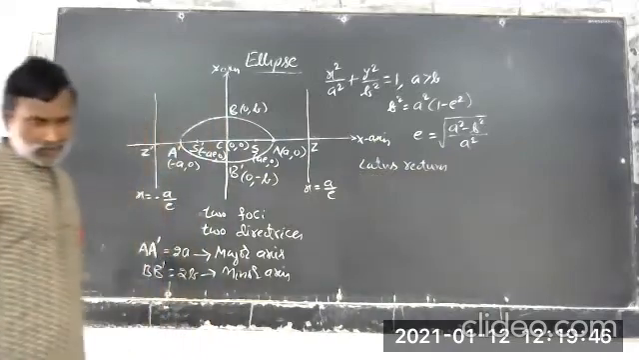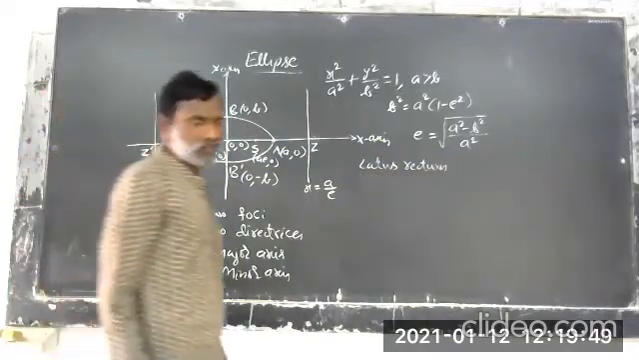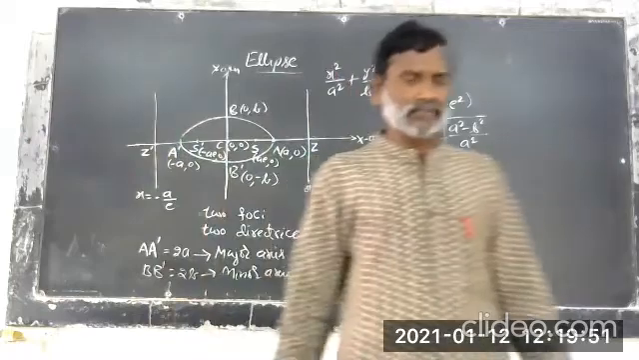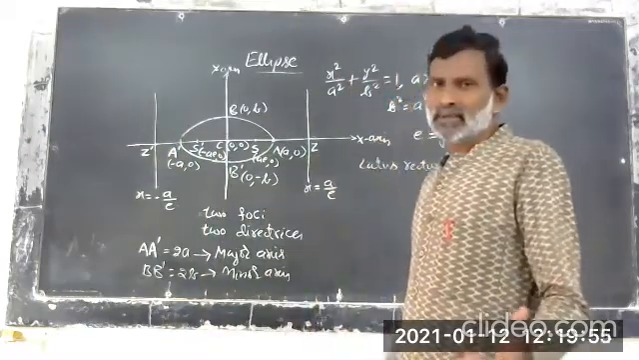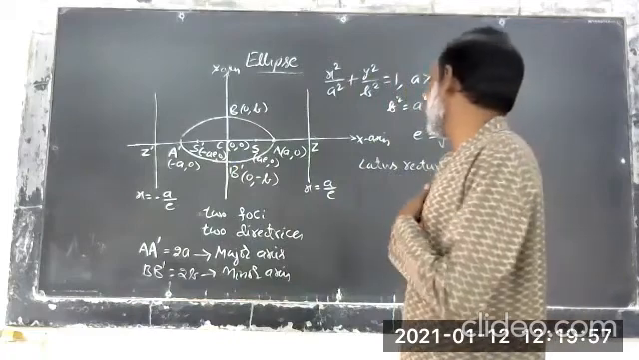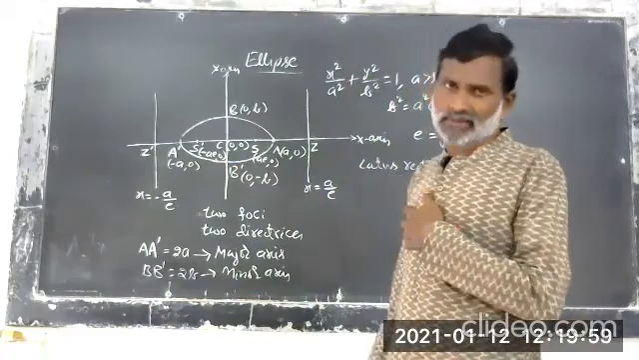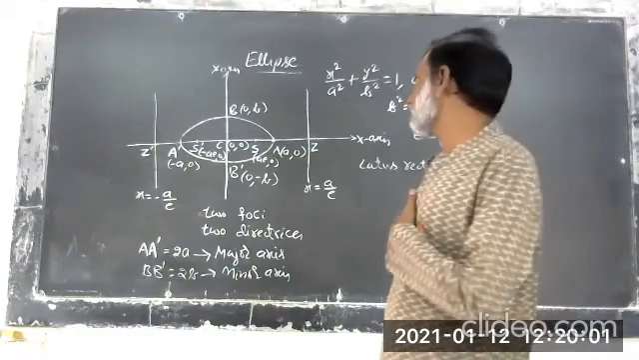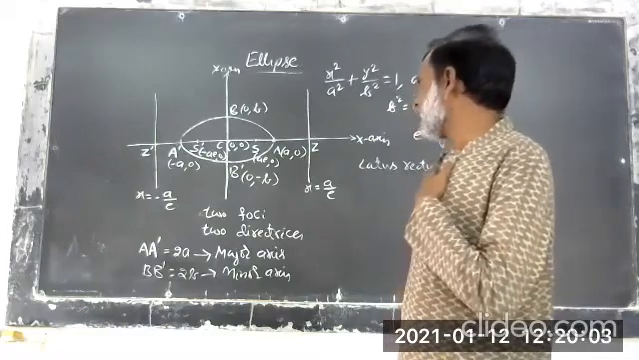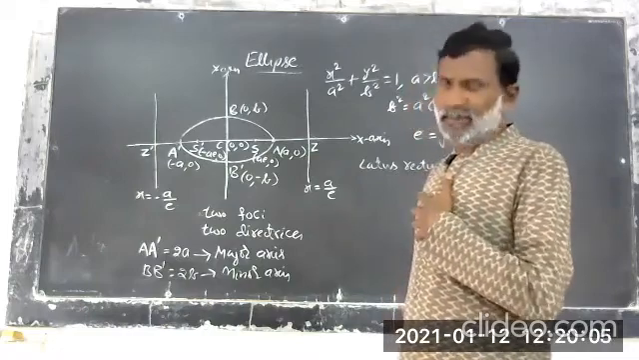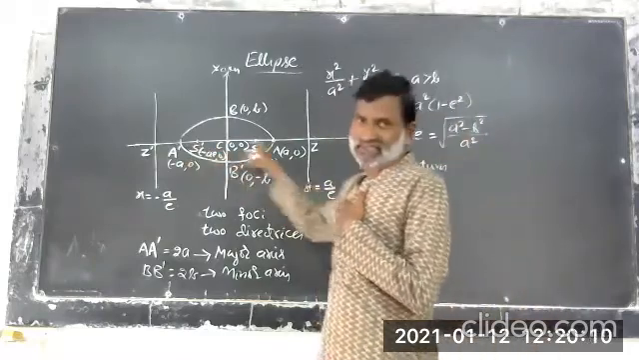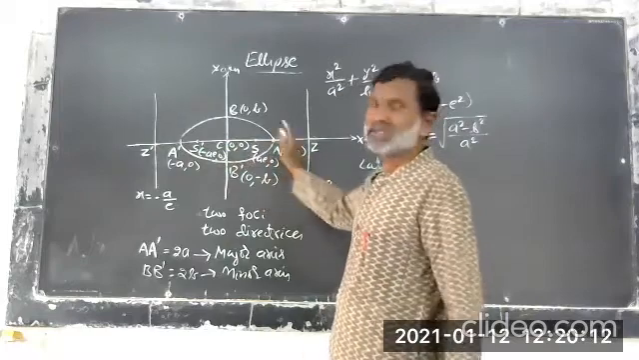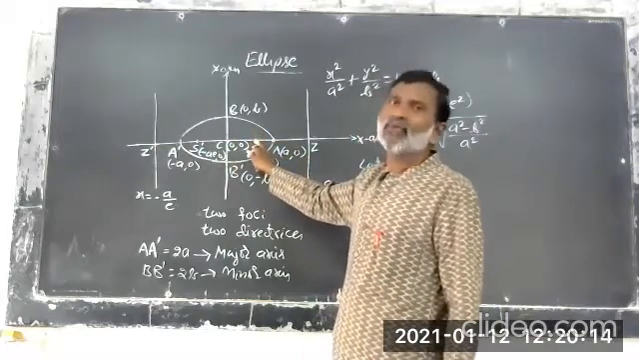Latus rectum in a conic section. We have defined the latus rectum in a parabola, and the same definition is true in the case of any conic: it is a straight line perpendicular to the major axis and passing through the focus.